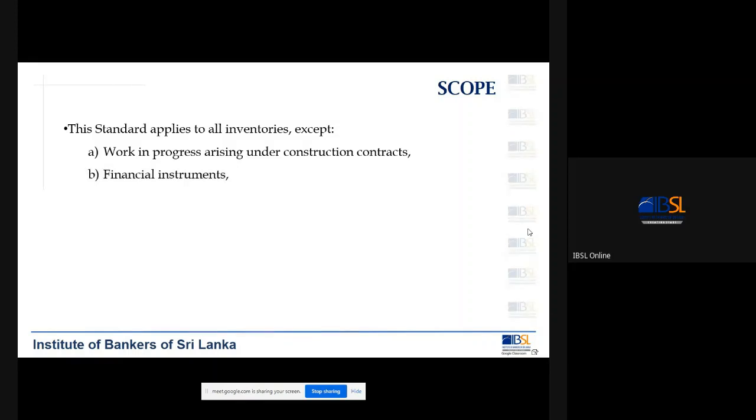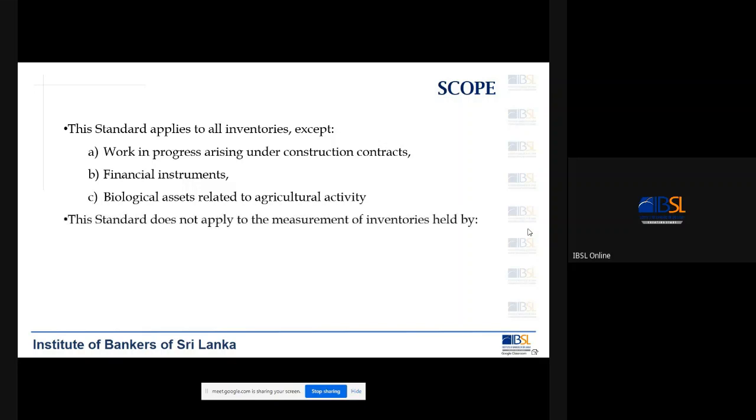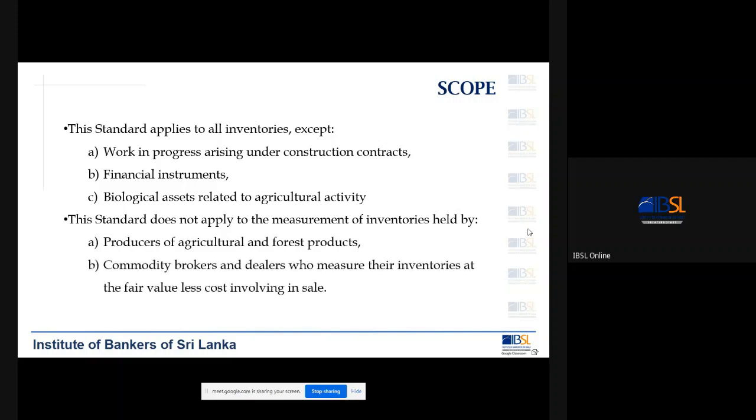Financial instruments is the biggest topic that we are going to learn next week. Then, as I told you, the biological assets related to agricultural activity. Then the standard does not apply to the measurement of inventories held by producers of agriculture and forest products, commodity brokers. Those two are some of the inventory holders, right?